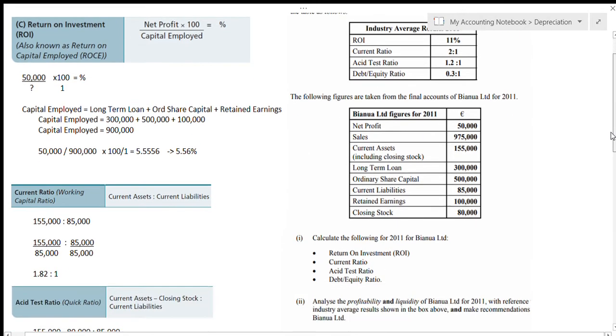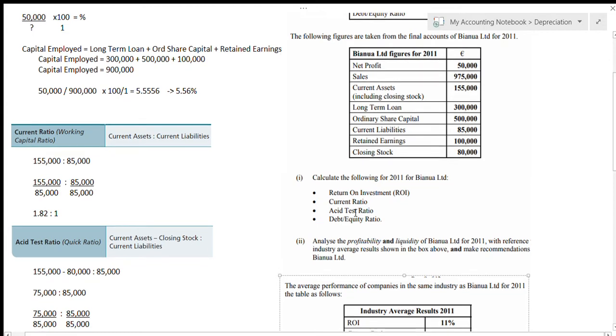That's the first one. Second one, current ratio. What's the current ratio formula? Current assets to current liabilities. Current assets are given to us here as 155 grand. Current liabilities are given to us as 85 grand over here. So current assets to current liabilities. Divide by the right side, and we'll find that it's 1.8 to 1. So my current ratio is 1.8 to 1. Again, current assets to current liabilities, dividing by the right side.